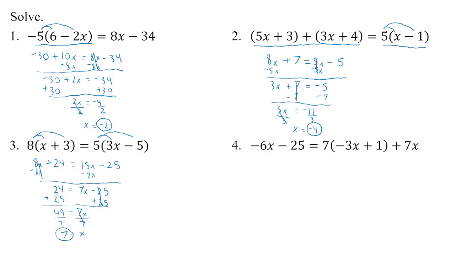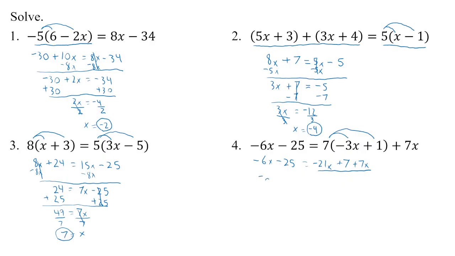All right, number 4. Negative 6x minus 25 doesn't need to be simplified, so you just bring it down. All right, next we have to do the distributive property. We got 7 times negative 3x is negative 21x. And 7 times 1 is 7. Bring down 7x. Now, as you can see, it doesn't look like an equation from parts 1, 2, or 3, so therefore we're not finished simplifying. We got to simplify this side.